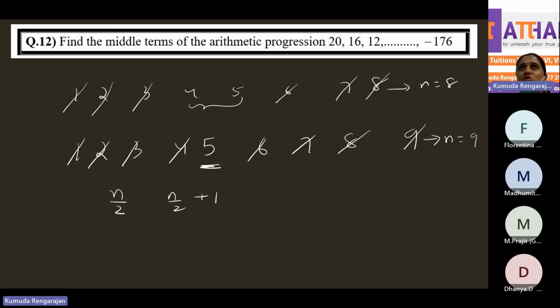If n is 9, you should not divide by 2. Make it even: n plus 1, then divide by 2. n plus 1, 9 plus 1, 10, divided by 2, 5. The fifth term is the middlemost term.